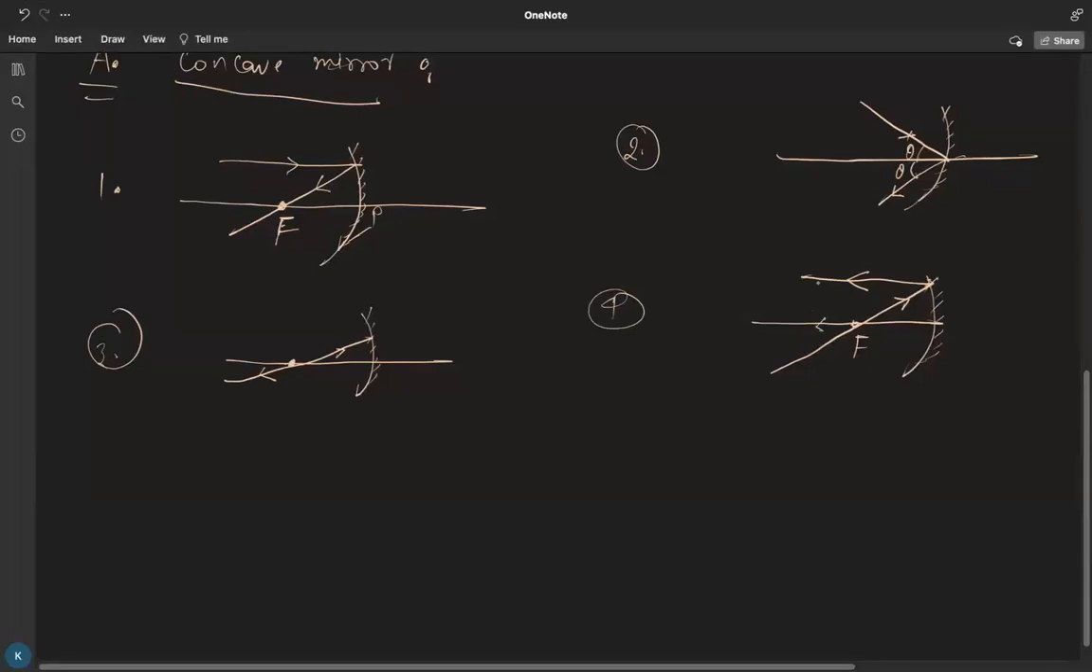Okay, so I hope this is clear to all of you, right? Now, the next thing we have to deal with is the convex mirror, right?